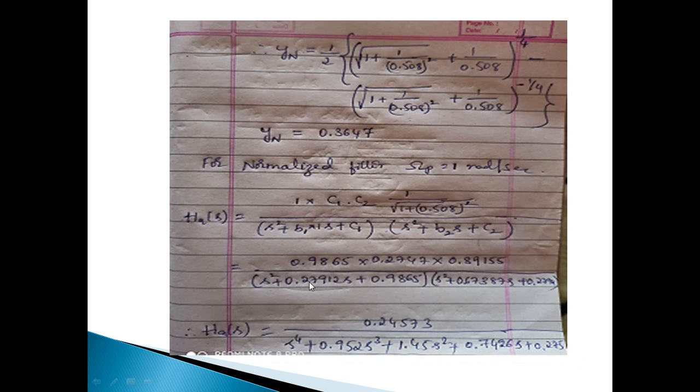We'll get this function: 0.9865 into 0.2794, this is the C1 value, this is the C2 value, divided by (s square plus 0.27912s plus 0.9865) into (s square plus 0.67387s plus 0.2797). The final transfer function after simplifying is 0.24573 divided by s power 4 plus 0.952 s cube plus 1.45 s square plus 0.7426 s plus 0.275. Here the omega p value is considered as 1 radian per second because we have considered a normalized filter. Thank you.